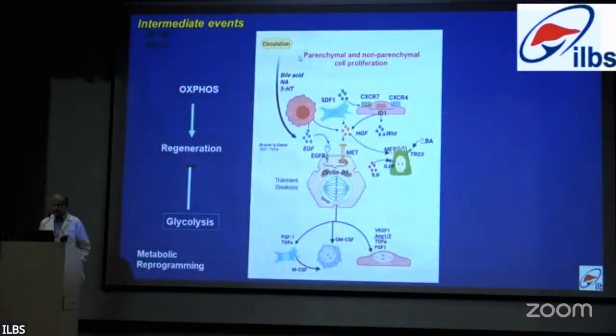See, in a few minutes' time, within 5 to 144 hours, the bile acids, the noradrenaline, 5-hydroxytryptamine, they all come. And you also have epidermal growth factor. I'll show it to you from where it comes. The stromal derived factor 1, all these are locally available, and they will work on the hepatocyte through the EGFR receptor and the phase of cyclin D1, and the regeneration starts.